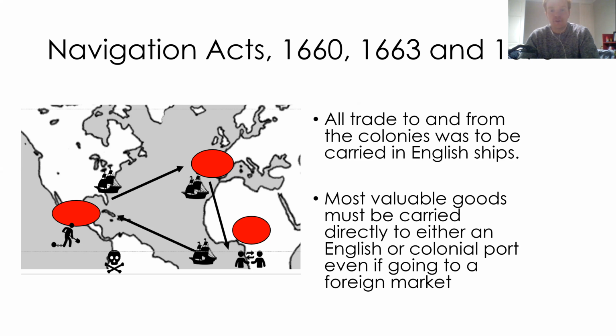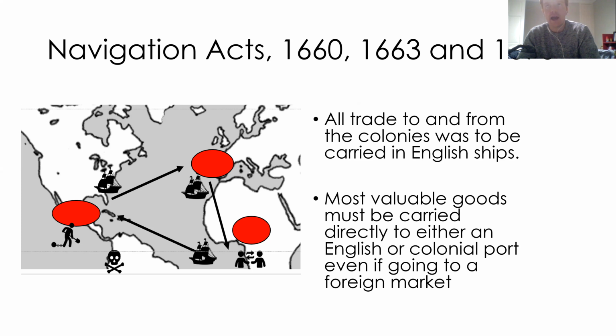Also, they said the most valuable goods must be carried either directly, so straight away, to an English or colonial port. Colonial is a port in a colony. Colonial, colony, sounds similar, even if going to a foreign market. So, if you are carrying sugar, cotton, and tobacco, you have to take it either directly to England or through a British Empire port, even if you're going somewhere like Spain. The reason why was because then they could put something called a tariff on you.